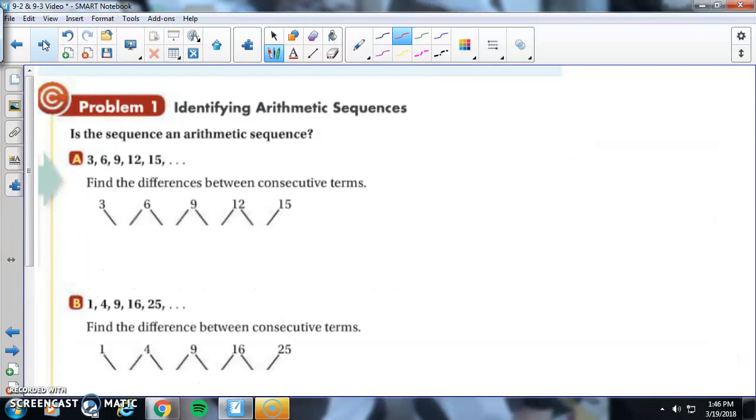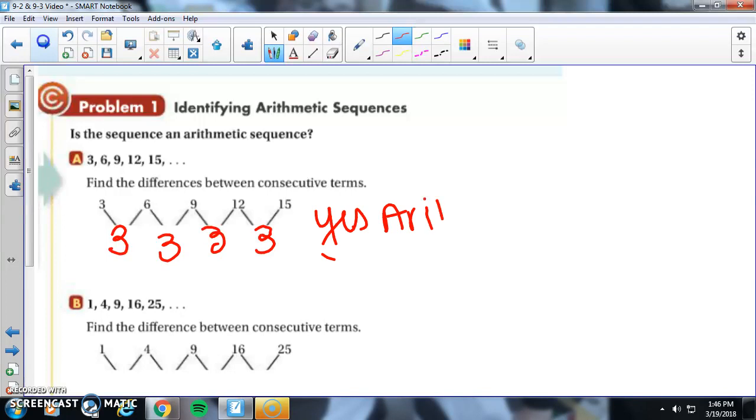Is this sequence an arithmetic sequence? What we need to do is find the difference between our consecutive terms. Between our first and second term, the difference is 3, 3, 3, and 3. The way I got that was 6 minus 3, 9 minus 6, 12 minus 9, and 15 minus 12. Since we have the same difference, yes, this is arithmetic, and our common difference, D, is equal to 3.